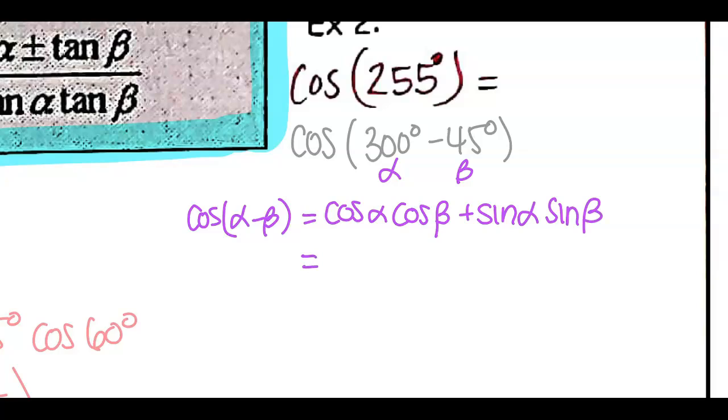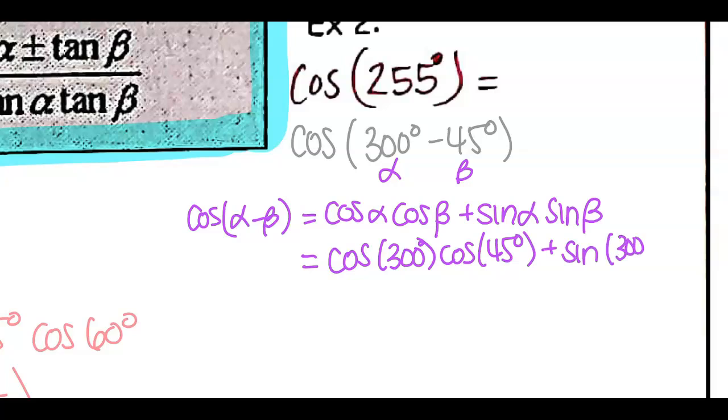Let's go ahead and plug in our numbers. Cosine of 300 degrees, cosine of 45 degrees, plus sine of 300 degrees, sine of, please tell me I have space. Oh, I don't. Sine of 45 degrees. I tried, guys. I tried to fit it in.